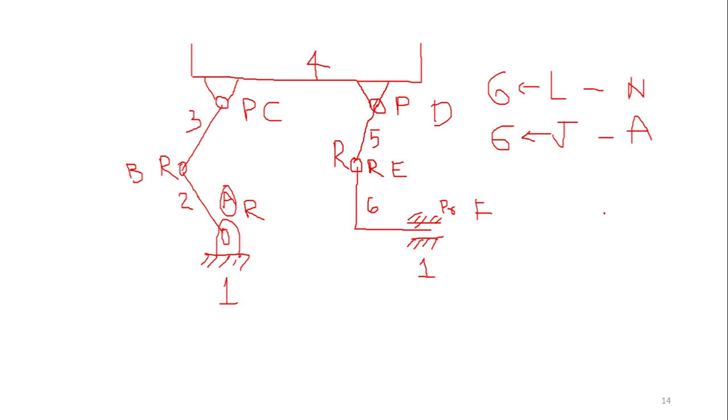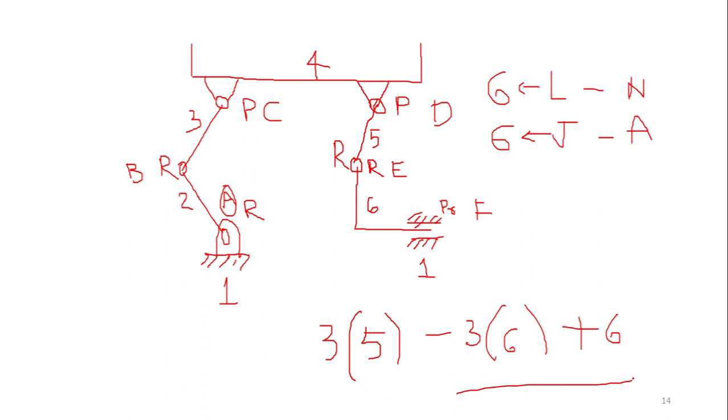Of course I have not asked you to evaluate the degree of freedom. That is nothing but 3 times the number of links minus 1, that is 5, minus 3 times the number of joints, that is 6, plus sigma Fi, that is 6. So this is your degree of freedom for this planar mechanism. So we have 6 links, 6 joints, and this degree of freedom is 15 minus 18, so minus 3, plus 6. So degree of freedom for this is 3.